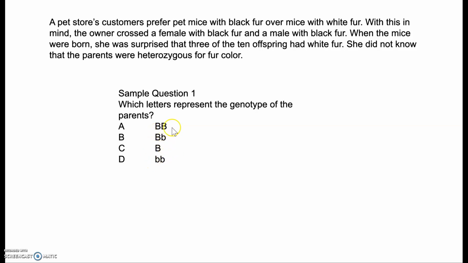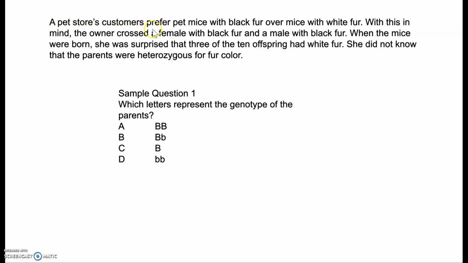So the genotype is capital B, and it's of the parents. Capital B, lowercase b for B. C is just one B. Well, I'm already going to tell you that I know that this is not the answer because I know that a genotype has to have 2 letters. Or D is lowercase b, lowercase b. So let's look for genotype of the parents and read the passage.